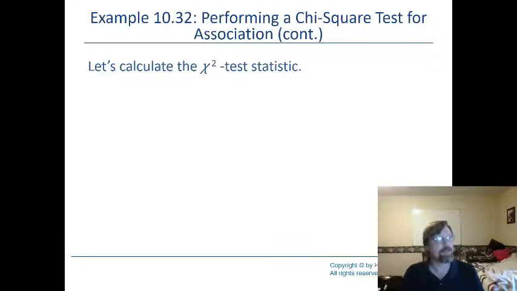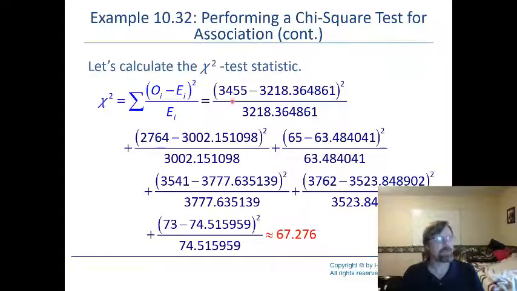Again, we've got the observed value minus the expected value. Square that difference divided by the expected value. And we do that again for each cell in that table. And we get a 67.276.